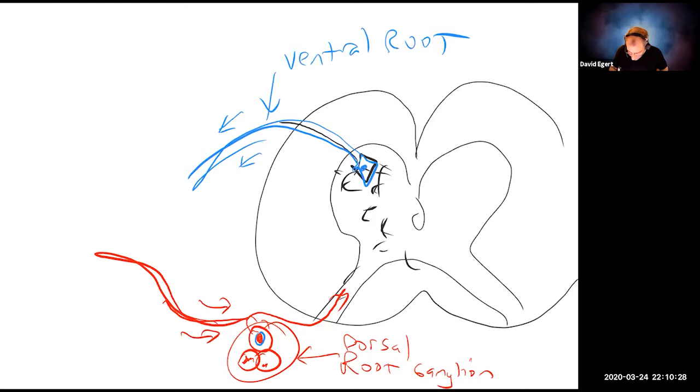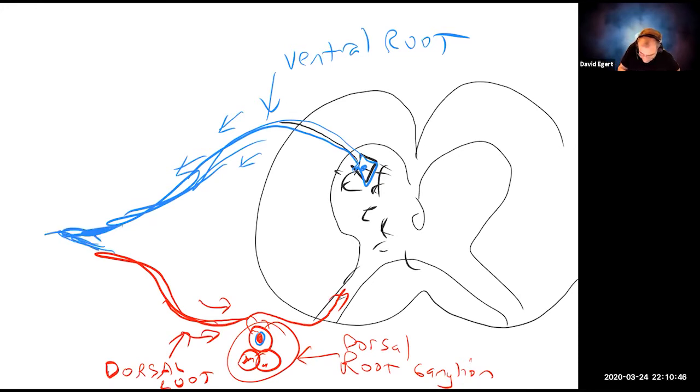Let's see. So this is my dorsal root here, which is just where the sensory signals are entering in. This is the ventral root where the motor signals are leaving. And then they all bundle together. I'm trying to draw this showing where they mix together here, and this thing together is my spinal nerve.